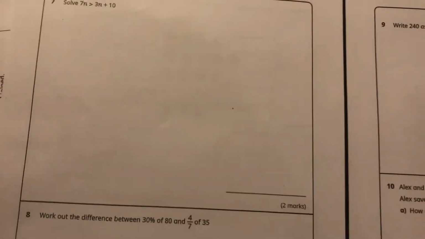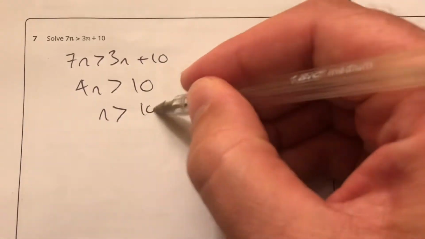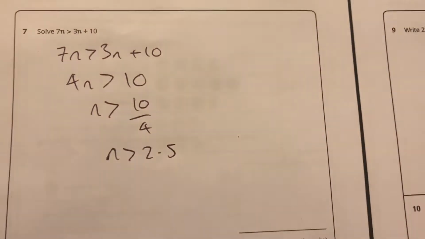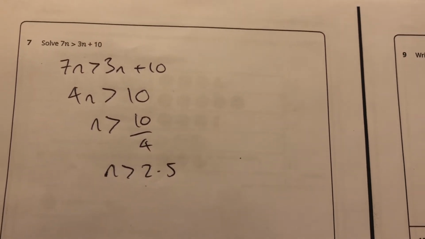And jump to where I know that I'm going to get some marks. Solving an equation. This is a 2-mark question, so I'll stick with that. Solving an inequality, actually. Subtract 3n on both sides. I don't have to change the symbol. I get 4n greater than 10, I can divide by 4. That's 10 over 4, 5 over 2, so n is greater than 2.5. I don't have to change the inequality because I haven't multiplied or divided by a negative.